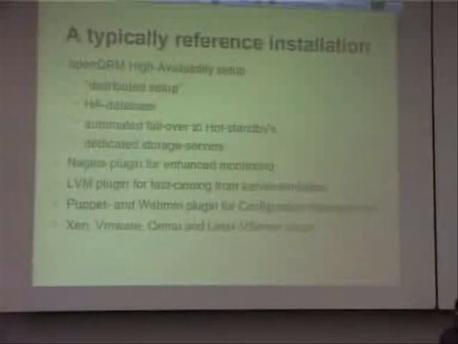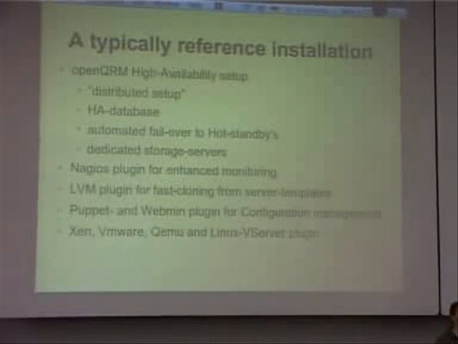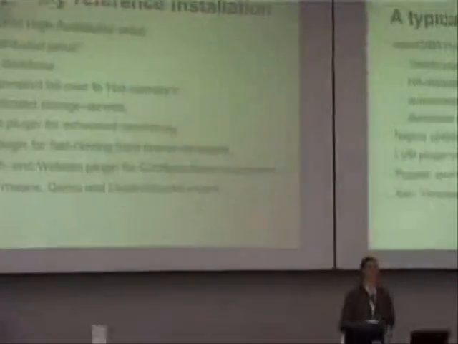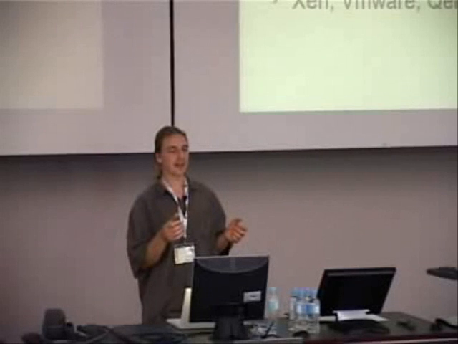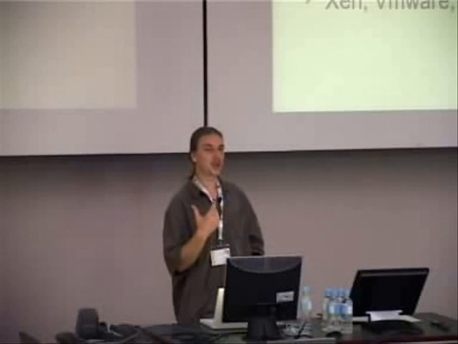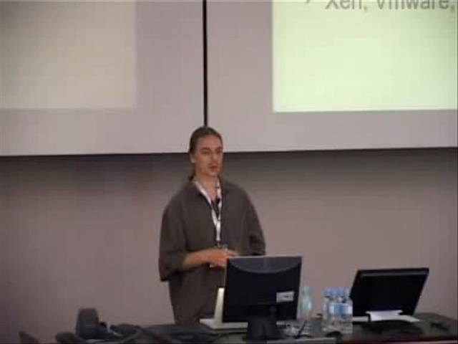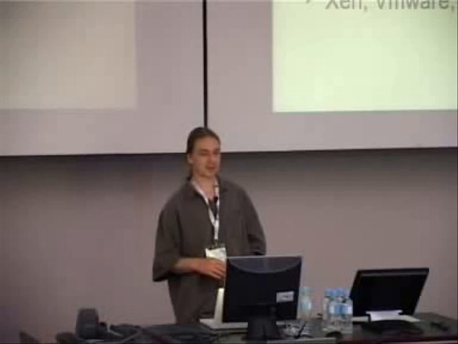So for a typical reference installation of openQRM, it makes sense to have the openQRM server itself running in a high available setup, meaning an active passive standby, because you don't want to lose your data center management system and create a single point of failure. We also recommend a distributed setup using a remote database, if possible a high available database, and of course dedicated storage servers for providing the fast cloning features, for example. We also interface with Nagios. That means we have a plugin for enhanced monitoring, and since the virtual machines in openQRM are abstracted and handled in the same way as physical machines, all the additional plugins for managing systems with openQRM can be used for the virtual machines too.